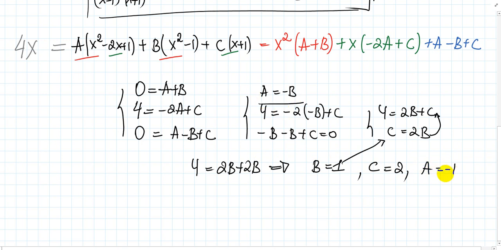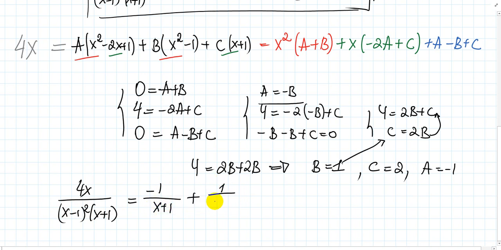If you put b into the first equation, what do you get? Minus 1, right? So it appears 4x divided by (x minus 1) squared times (x plus 1) can be written as minus 1 divided by (x plus 1), plus 1 divided by (x minus 1), plus 2 divided by (x minus 1) squared. Okay? And please note that if you just add all of them, you will get exactly the rational function on the right.